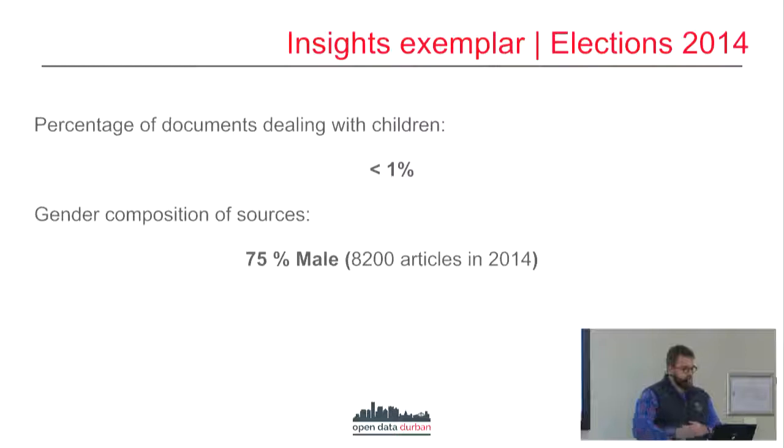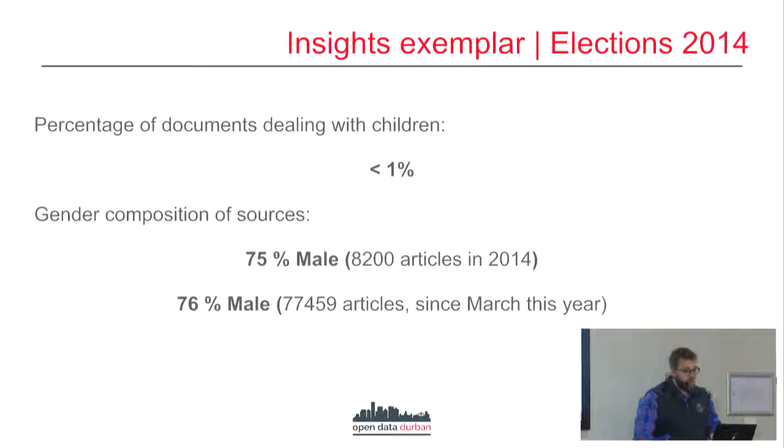And gender composition of sources. In 2014, with 8,200 articles, 75% of sources quoted were male. I then wanted to look at and be like, okay, maybe that was just bad sampling. This year, in the most recent 6 months, in 77,500 articles, it's still mostly men that are being referenced in the news, which is an agenda that should be looked at and should be changed.